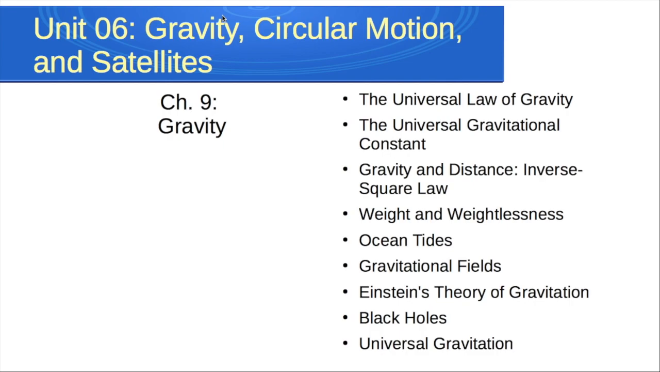All right, so we're going to be starting Unit 6, which is Gravity, Circular Motion, and Satellites. So our first part is Chapter 9, which is about gravity. We're going to talk about the universal law of gravity, the universal gravitational constant, and how gravity and distance are related with the inverse square law. We might talk a little bit about weight, ocean tides, gravitational fields, what Einstein thought about gravity, black holes, and kind of, again, just summarize the idea of universal gravitation.